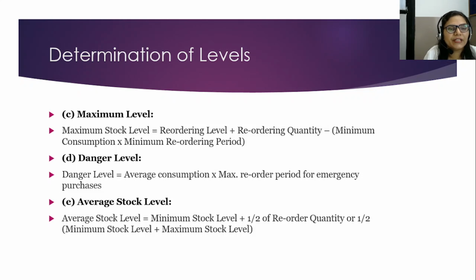Next is danger level. Danger level, as we have discussed, is the level at which normal issues of material are stopped and issues are made only on specific instructions. The purchase officer will make special arrangements to get the materials which reach their danger level so that production may not stop due to shortage of materials. Average level is just the average of a stock, which can be easily calculated with the formula given.